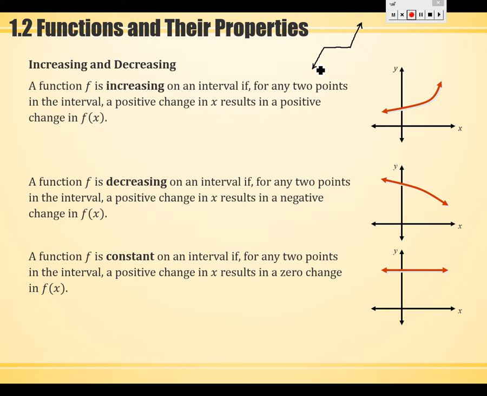If you have a function that looks something like that, would you say that that's an increasing function? Well, I think I would. I think I'd be okay with that. But technically, on this definition, that isn't increasing because you can pick two points here, say here and here, where a positive change in X doesn't result in a positive change for Y. It results in a change of zero, right?